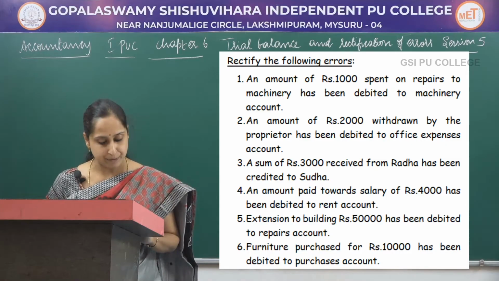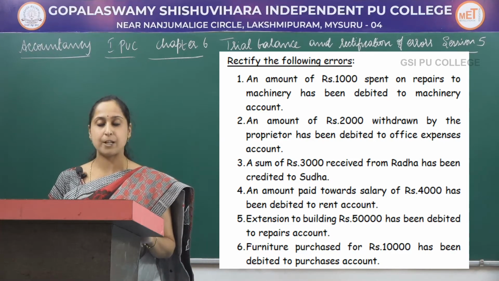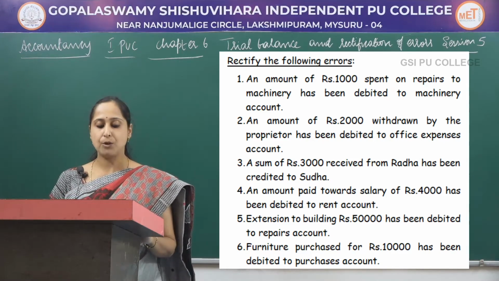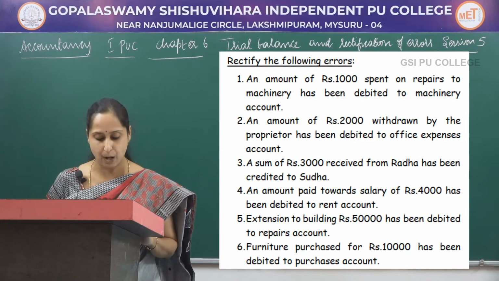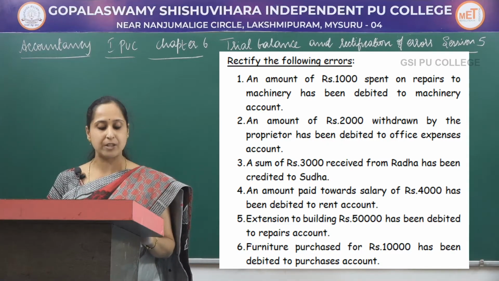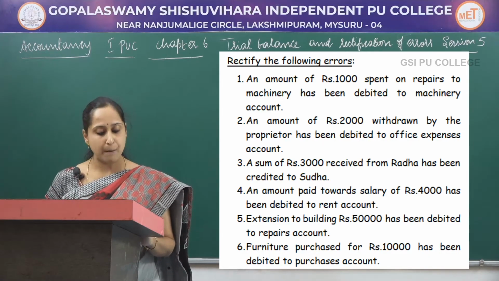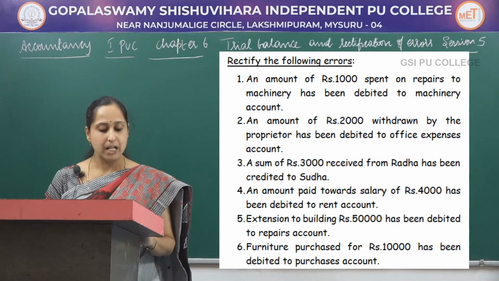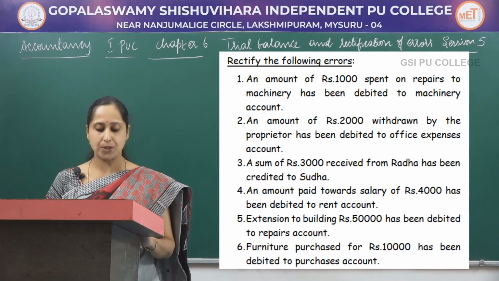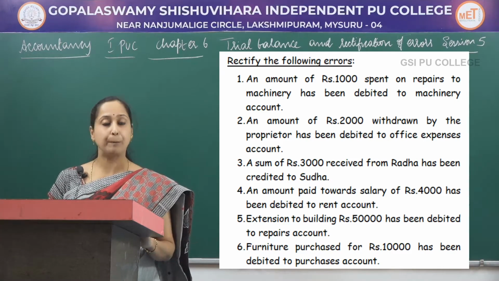Rectify the following errors. An amount of rupees 1000 spent on repairs to machinery has been debited to machinery account. An amount of rupees 2000 withdrawn by the proprietor has been debited to office expenses account. A sum of rupees 3000 received from Radha has been credited to Sudha. Fourth transaction, an amount paid towards salary of rupees 4000 has been debited to rent account. Extension to building rupees 50,000 has been debited to repairs account. Next, furniture purchased for rupees 10,000 has been debited to purchases account.